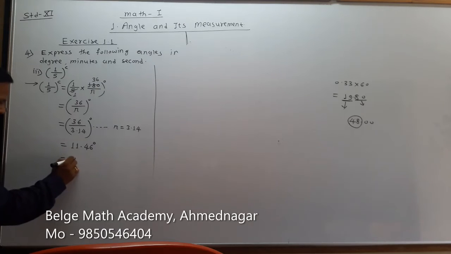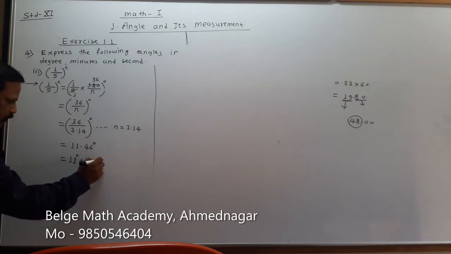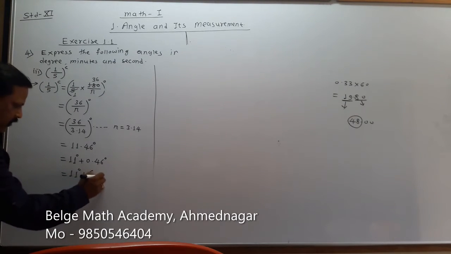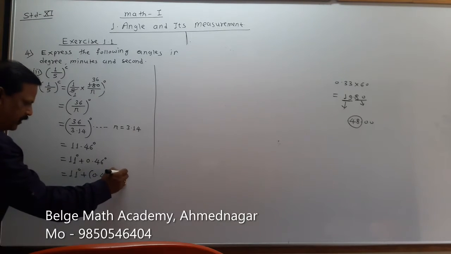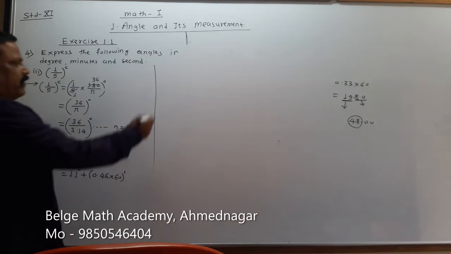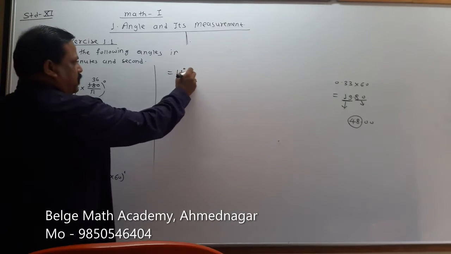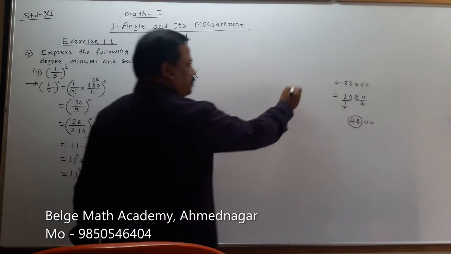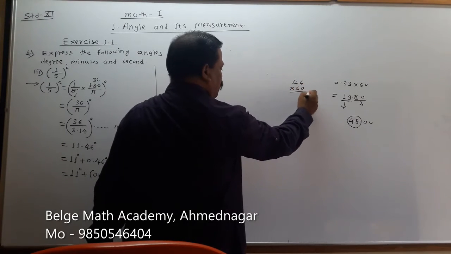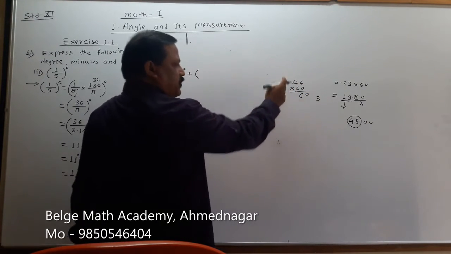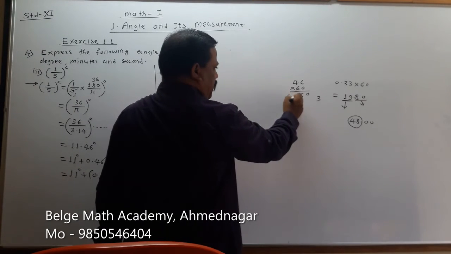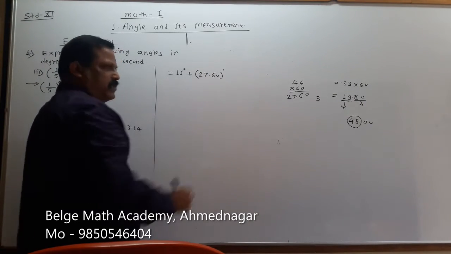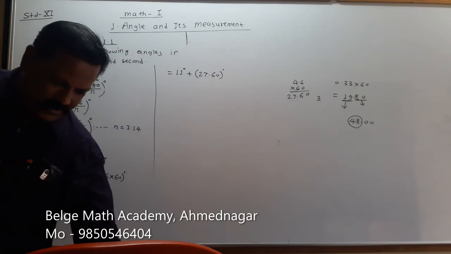11.46 will be converted into 11 degree plus 0.46 degree, and this 0.46 degree is converted into minutes by multiplying by 60. So 11 degree plus, now taking this multiplication, 46 multiply 60: 0, 6 sixes are 36, 3 is carried, 6 fours are 24 plus 3, that is 27. It will be 27.60 minutes.